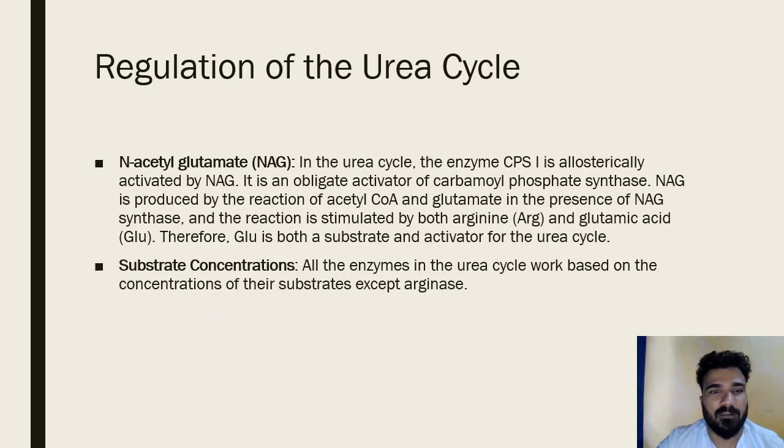Regulation of the urea cycle. N-acetyl glutamate in the urea cycle. The enzyme CPS1 is allosterically activated by NAG. It is an obligate activator of carbamoyl phosphate synthetase. NAG is produced by the reaction of acetyl coenzyme A and glutamate in the presence of NAG synthase, and the reaction is stimulated by both arginine and glutamic acid. Therefore, glutamate is both a substrate and activator for the urea cycle. Substrate concentrations. All the enzymes in the urea cycle work based on the concentrations of their substrate except arginase.